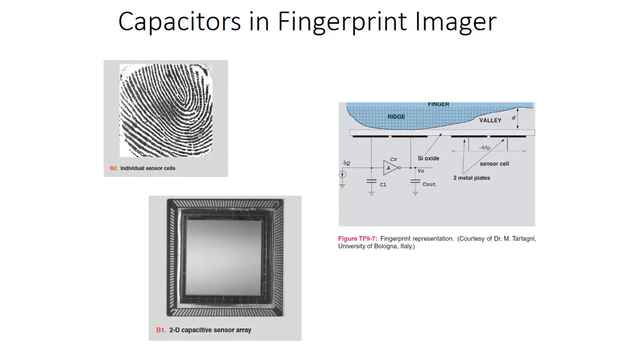You have a changing capacitance in between those as well, because if you remember from the parallel plates equation, C equals the permittivity constant times the area divided by the distance. So as the distance changes, as long as everything else stays the same, your capacitance changes. And essentially that's what this sensor does: it pulls out the changing capacitance.